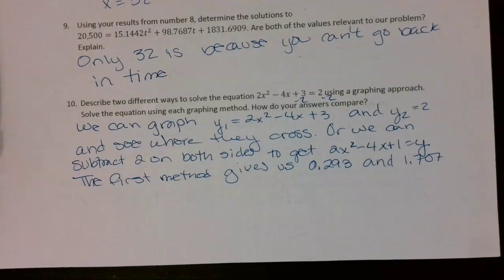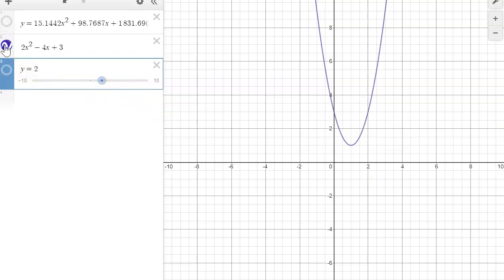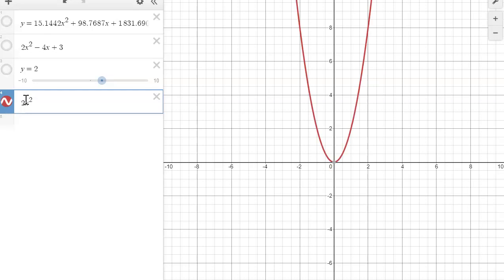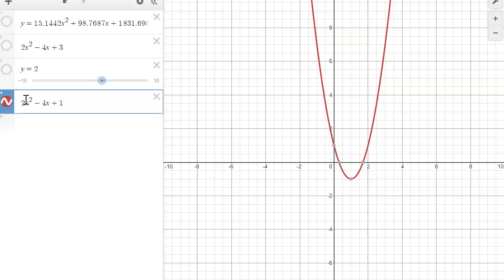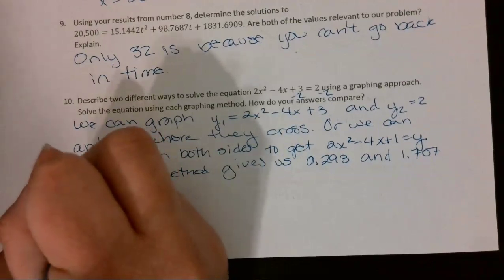And then I'm going to go ahead and graph the second equation. So I'm going to turn these two off. And the second equation I had was 2x squared minus 4x plus 1. And this is crossing the x-axis at 0.293 and 1.707. So the second crosses at the same points.